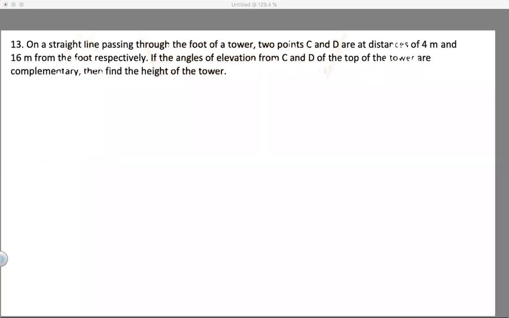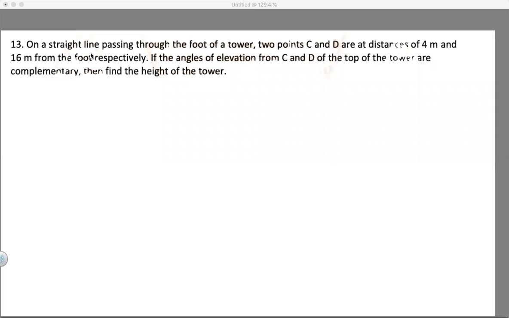On a straight line passing through the foot of a tower, 2 points C and D are at distances of 4 meter and 16 meter from the foot respectively. If the angles of elevation from C and D of the top of the tower are complementary, then find the height of the tower. ठीक है? The question seems to be missing one piece of information, but it doesn't make a difference. It's not told whether they are on the same side or different sides, but that doesn't make a difference in this question, so we will assume anything and proceed.